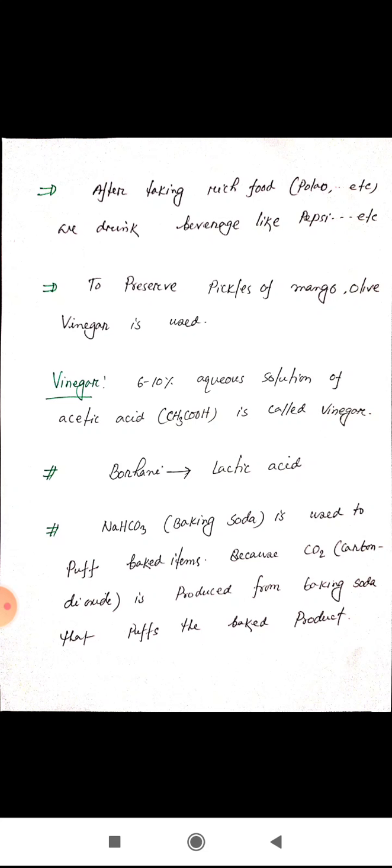To preserve pickles of mango or olive, vinegar is used. So it is used in our daily lives. So what is vinegar? Already I have said that acetic acid is called vinegar, but we can't say only acetic acid is called vinegar. Rather, the 6 to 10% aqueous solution of acetic acid is called vinegar. 6 to 10% aqueous solution means that in this solution only 6 to 10% is acetic acid and the rest is water.